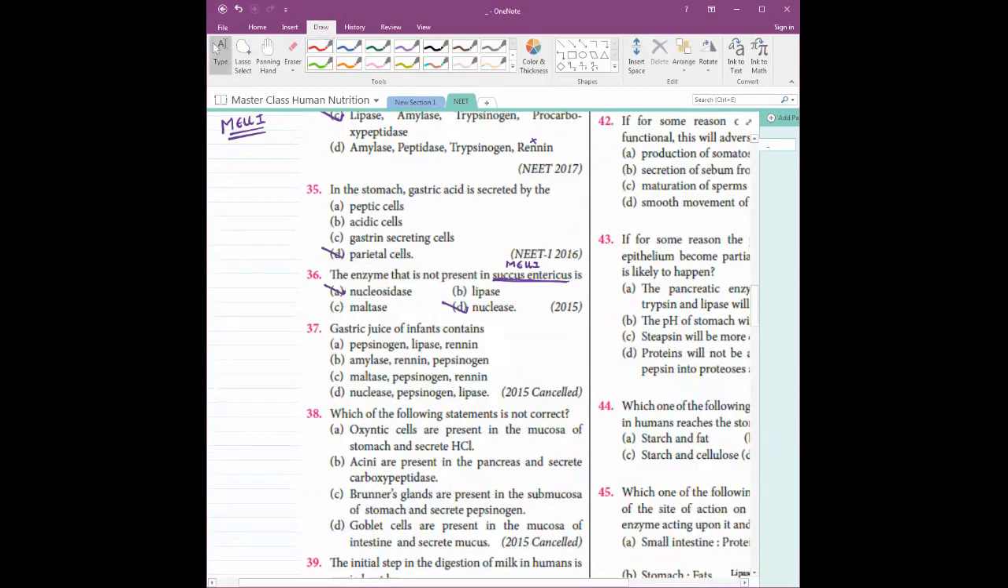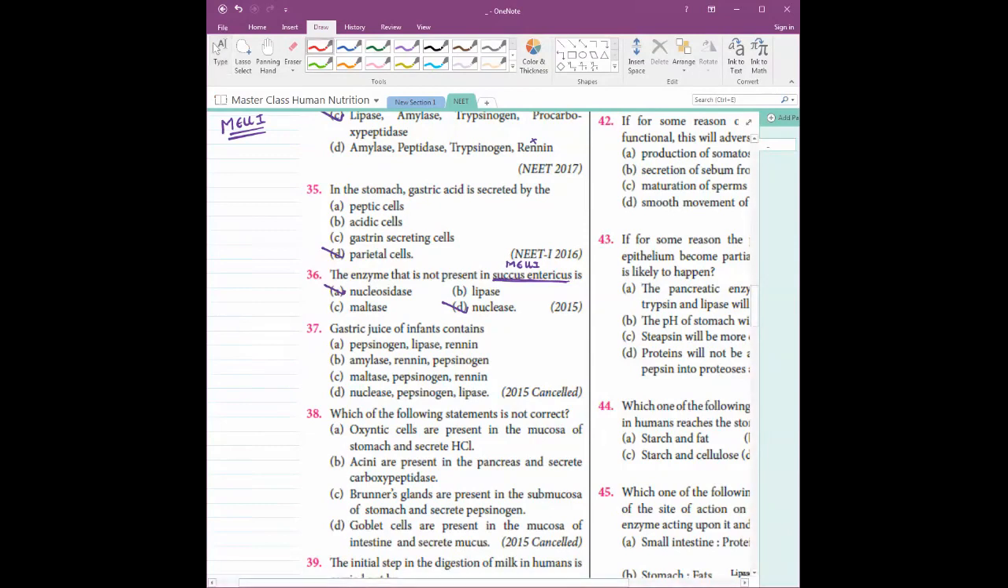Okay, next question goes to Yukta. Gastric juice of infants contains what? And guys, here you are going to see something new coming up. Just try to see what is going to be present. Yes, Zui has given me the right answer. Divya is also right. Akanksha is also right. See, I told you, we're going to see something new over here.